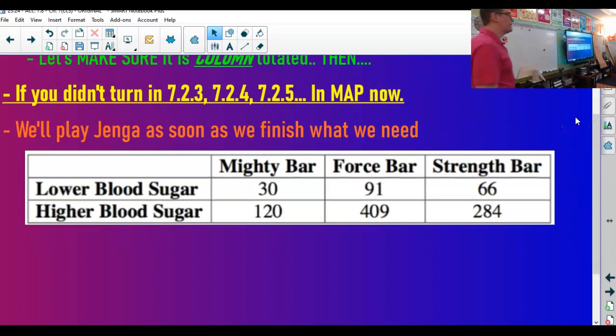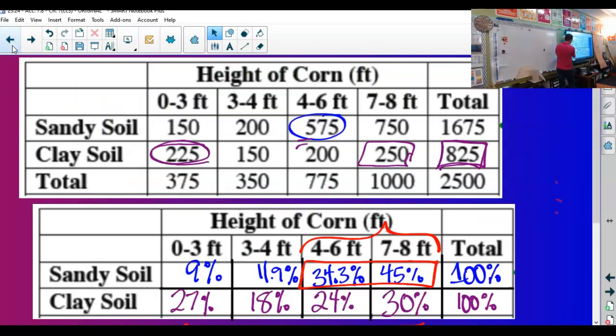Now we again need to think about what is the independent variable. What can we change on our own? The bar, what bar we're eating. Yes. So what's the dependent variable? Blood sugar, because your blood sugar is dependent on what you eat. On the last problem, our independent variable, the type of soil we planted, was what we totaled up our 100% on. The independent variable is where we totaled 100%.